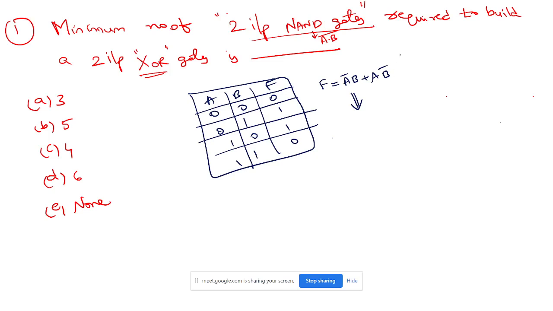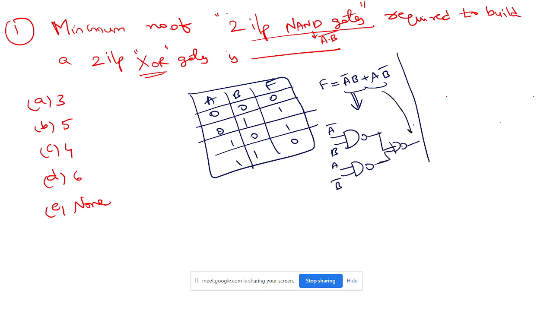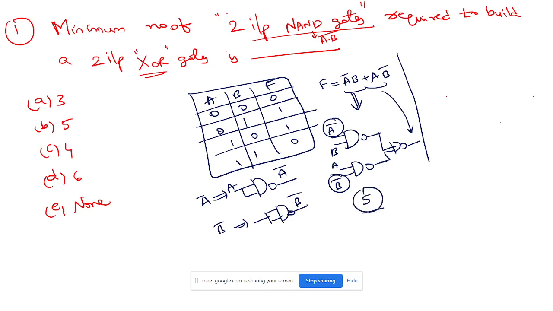But if you start with this, you will end up getting more gates. Let's say what will happen is, you have A bar B, you have A B bar, and this is how you will get A bar B plus A B bar. But for this A bar and B bar also, you need one more NAND gate to generate A bar. To generate B bar, again we need one more NAND gate. So overall the count will be 5. Let's say 1, 2, 3, 4, 5.